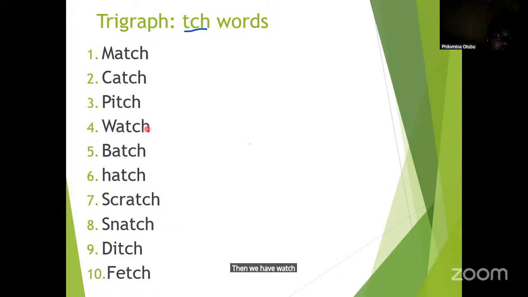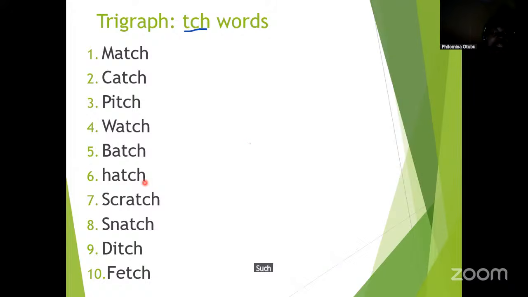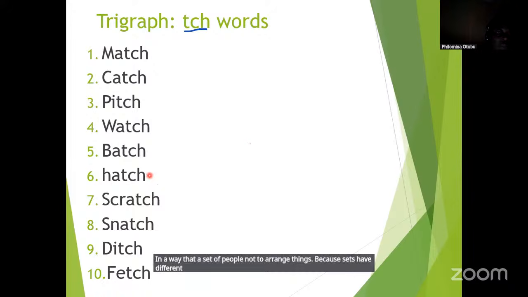We have batch. Batch is just like set. This set has finished the exam, let the next set come in. Or, this batch has finished their exam, let the next batch come in. So another word for batch is set. Set in the way of a set of people, not to arrange things, because set has different meanings.